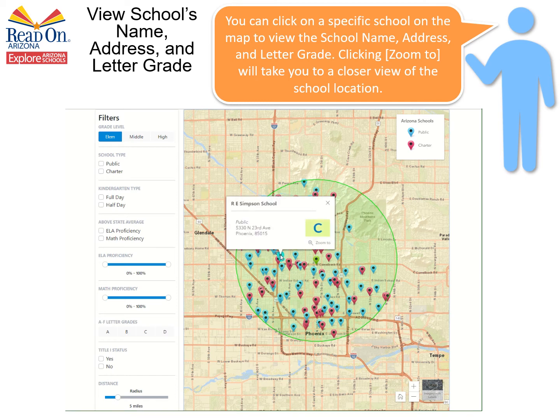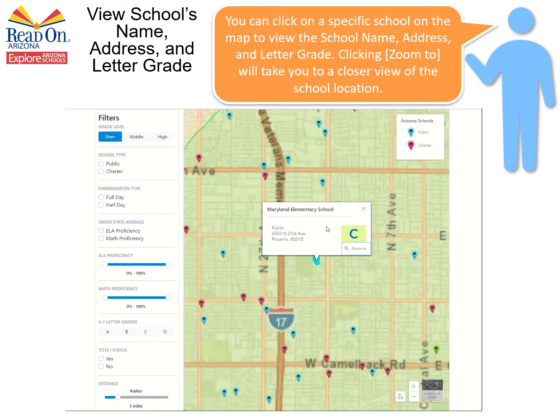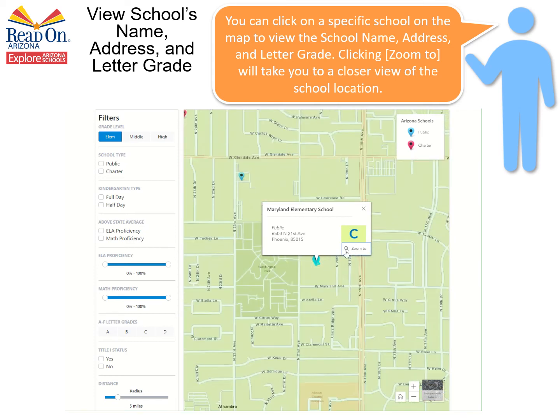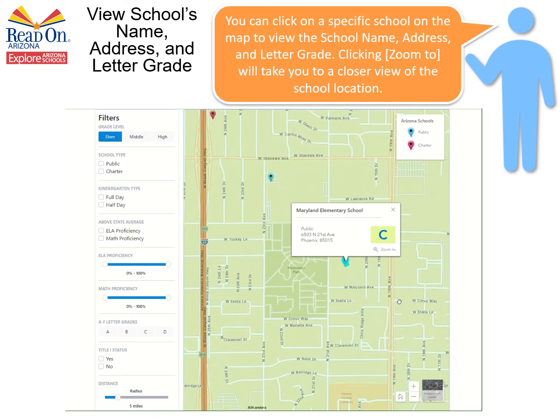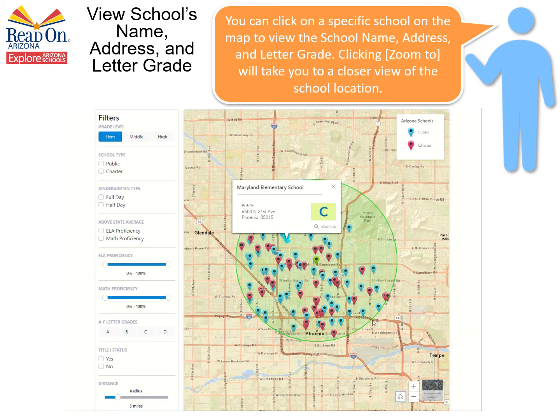You can also click on the Zoom to button to take a closer view of the school location and the surrounding area. Clicking on the school name will collapse the identifying information, and then clicking on it again will show the letter grade and address. Clicking on the Home button will return back to the original screen view at any time.